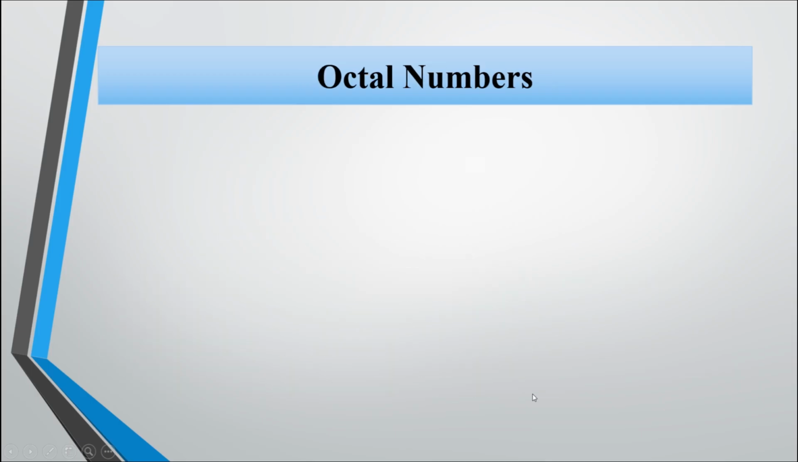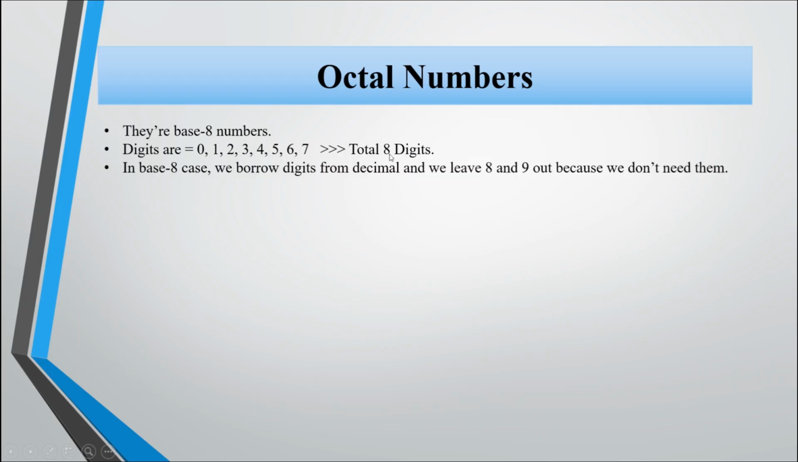Let's jump to octal numbers. Octal numbers are base 8 numbers. Its digits are 0, 1, 2, 3, 4, 5, 6, and 7. We have a total of 8 digits here. In the base 8 case, we borrow digits from decimal and we leave 8 and 9 out because we don't need them. These digits are multiplied by powers of 8 to represent numbers.